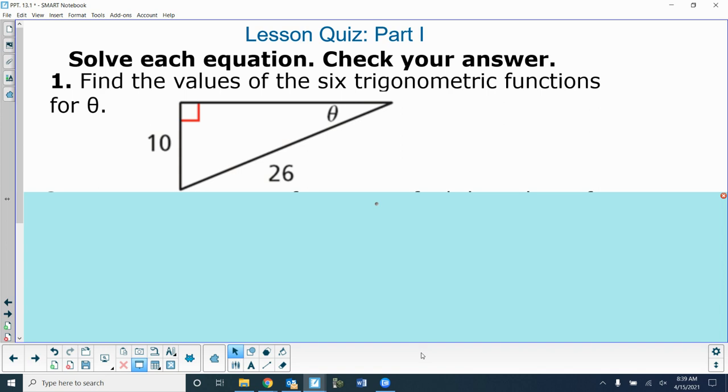What's 10 over 26? The zero there, that's theta. Yeah, that's the sine of theta. So it'd be 5/13. Okay, how about cosine of theta? It's the opposite over adjacent. Adjacent over hypotenuse. What's my adjacent side?